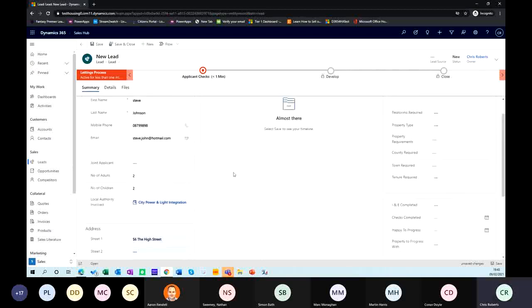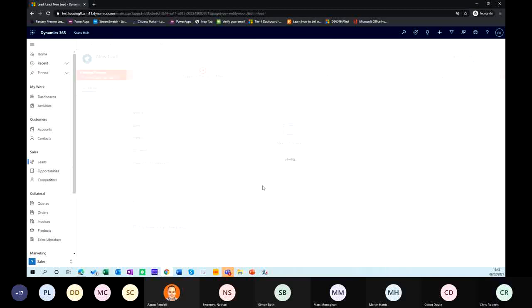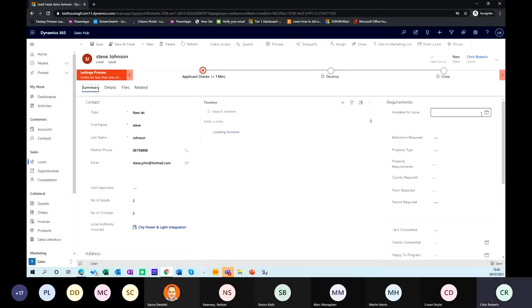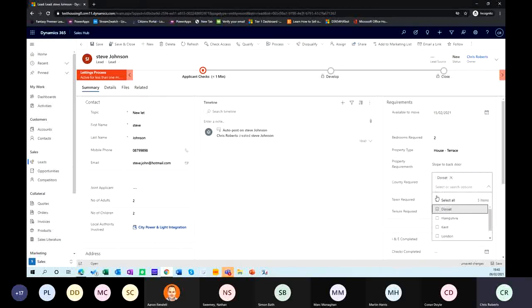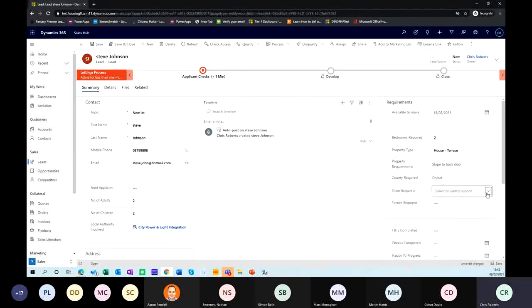There we go, so we'll just save that. So they've made a contact with us. They're going to give us a date they're available to move. So we're going to say Monday. They're going to tell us the number of bedrooms they need, any property type they're after, any property requirements. Obviously from an accessibility point of view, we need to make sure we give them the correct property, the county that's required, and any particular towns.